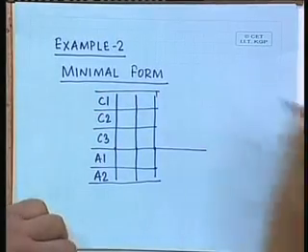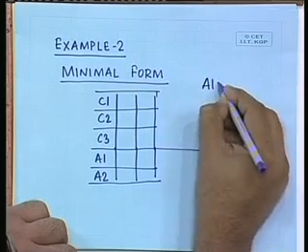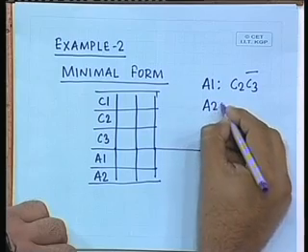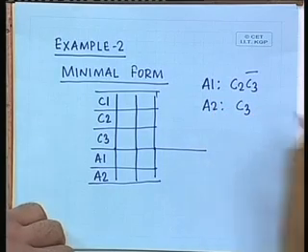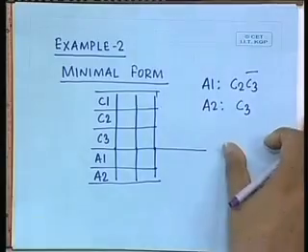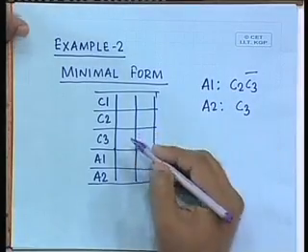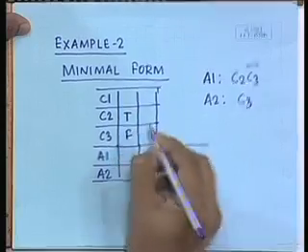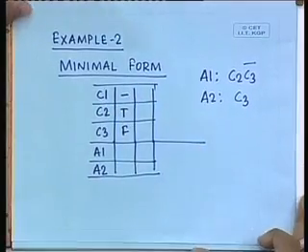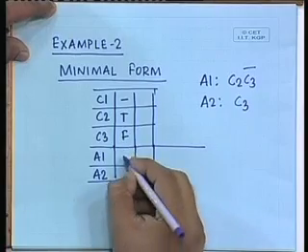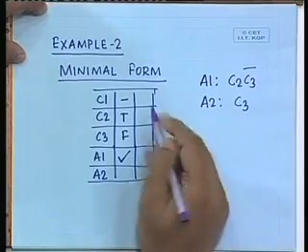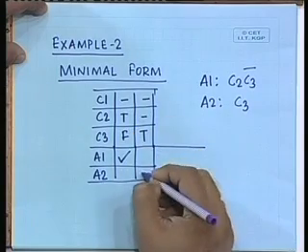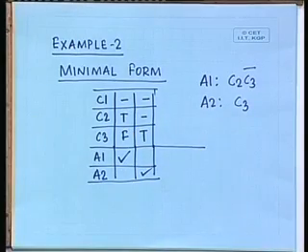So, you see the action for A1 we have got as C2 C3 bar, and action for A2 we have got as C3. This is what we got from our analysis. Now, therefore, we can write C2 C3 bar: C2 is true, C3 is false, and this is do not care, and we get action as A1. And for A2, C3 is true, and these are do not care. So, this is the minimal form.